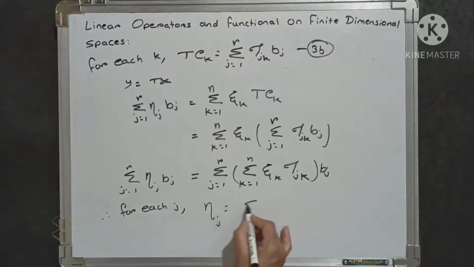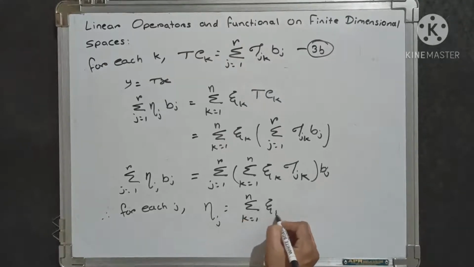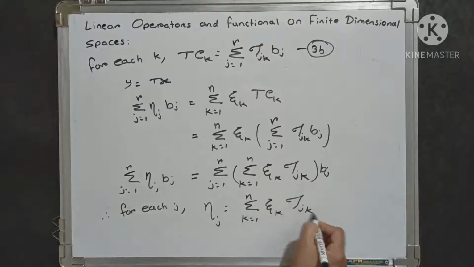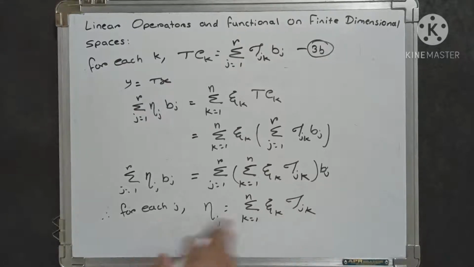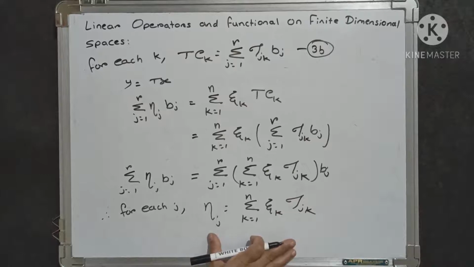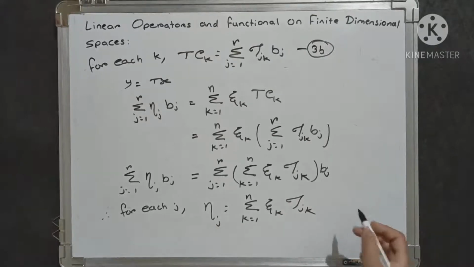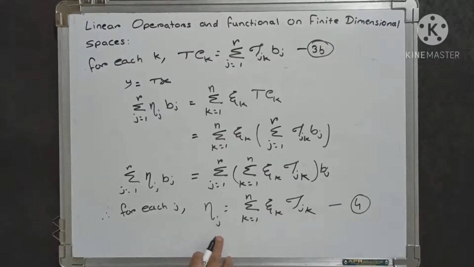For each j, eta j equals summation k from 1 to n of xi k tau jk. That means for each j we are getting the value of eta j in terms of tau jk and xi k. Now we give it equation number 4, and here j is running from 1 to r.